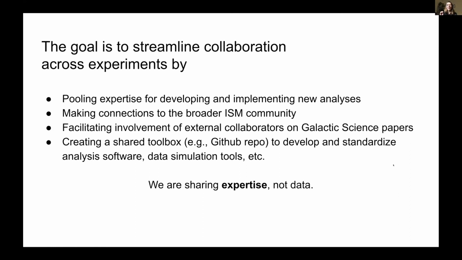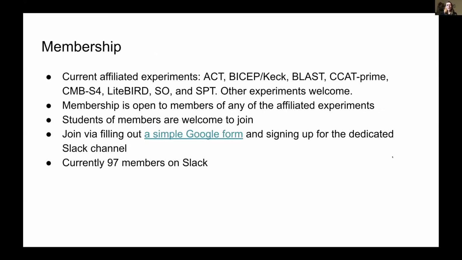So really, we're sharing expertise, not data. This is not a complicated MOU for data sharing or anything like that. We're just gathering people and sharing our expertise and generating new ideas.